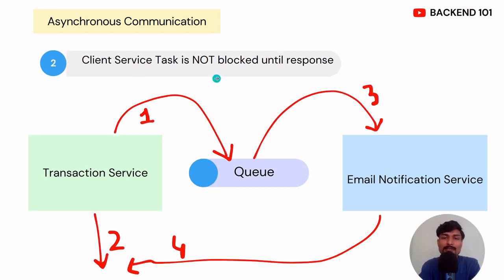The client service task is not blocked until the response. The transaction service does not have to wait for the response of the email notification service. So it will simply put the message in the queue, and it will carry on its own normal execution. And whenever the email notification service is ready, it will take that message from the queue, perform the task, and send the response to the transaction service. This way, the client service task is not blocked, unlike in synchronous communication.